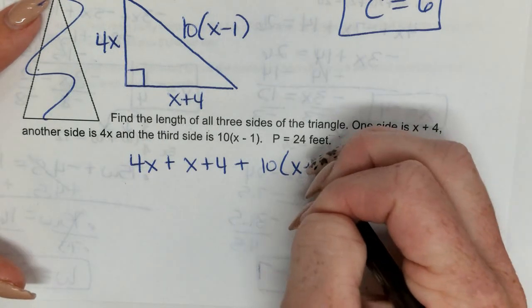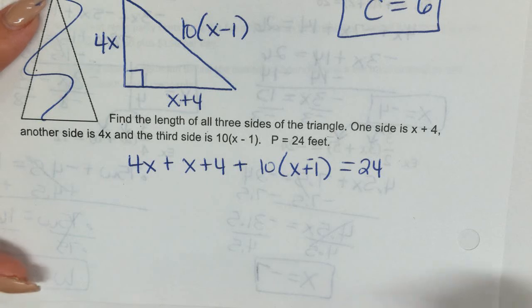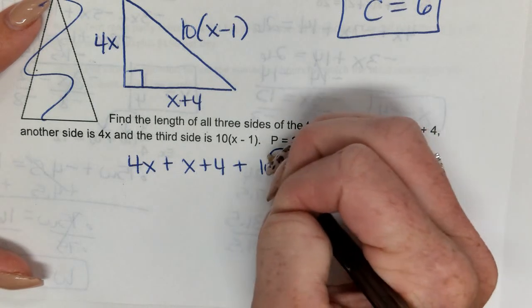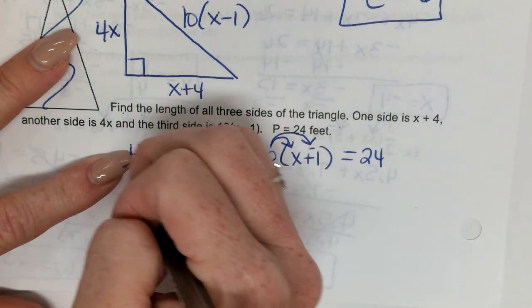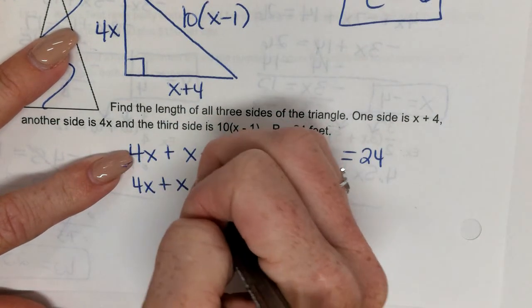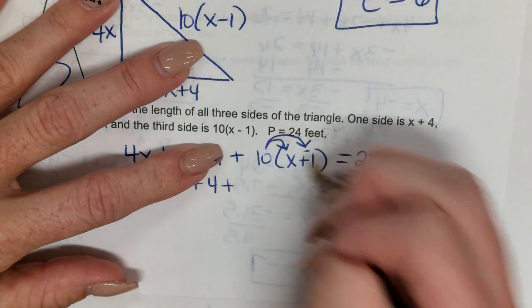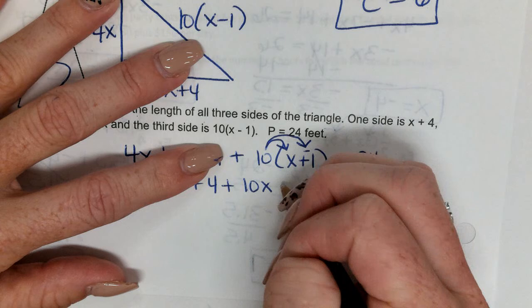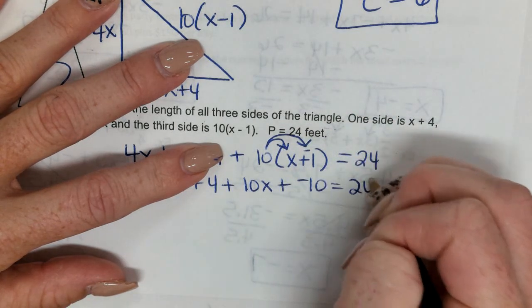Can I keep change right here? What am I distributing? 10 to x and 10 to negative 1. Now this stuff I'm just going to write real quick. 4x plus 4. All right, now I can go do this. Plus, what's 10 times x? 10x. All right. Plus, what's 10 times negative 1? Equals 24.